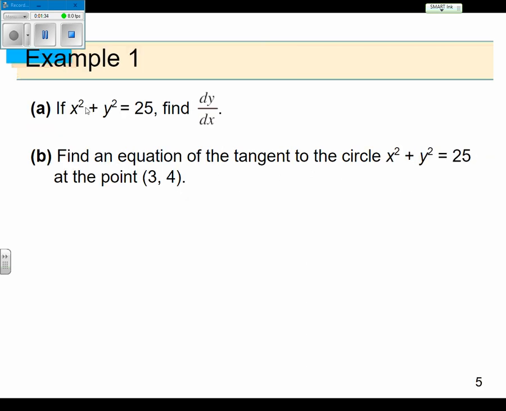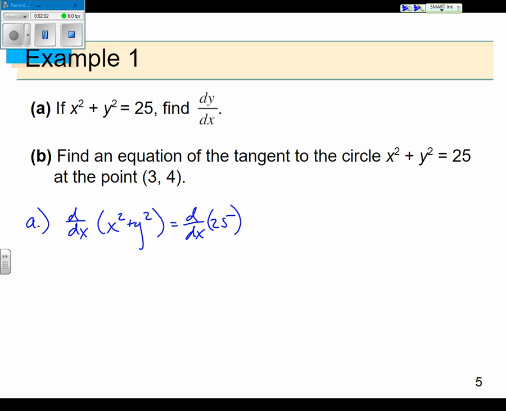So here's that circle I promised you. It wants me to differentiate. I'm going to work part A first. It wants me to differentiate, and I'm always going to differentiate with respect to x unless they tell me otherwise. So you're going to be differentiating both sides.